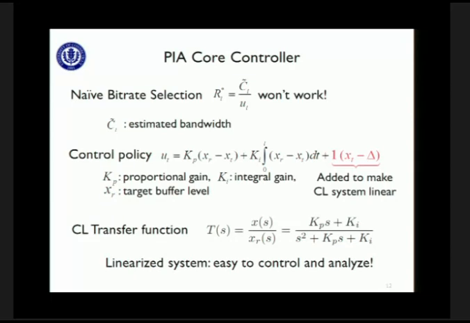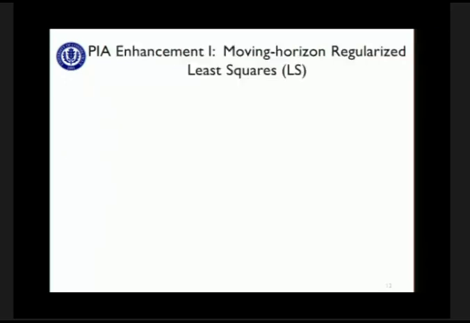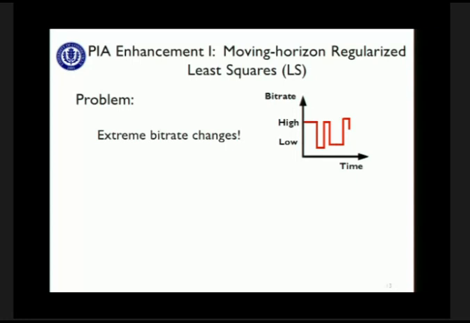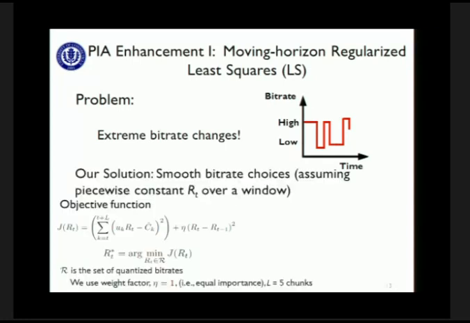But my control signal is not U, but is R. So how do I do that? Well, that's why our first enhancement is to solve a moving horizon regularized least squares. So if C_t by R_t is my U, let me try and solve this problem: U_k R_t minus C hat_k, where U_k is my signal over the next window of length L from the current time. And I'm going to use a constant signal over this length L. And typically L is like 5 chunks. This is sort of like MPC.